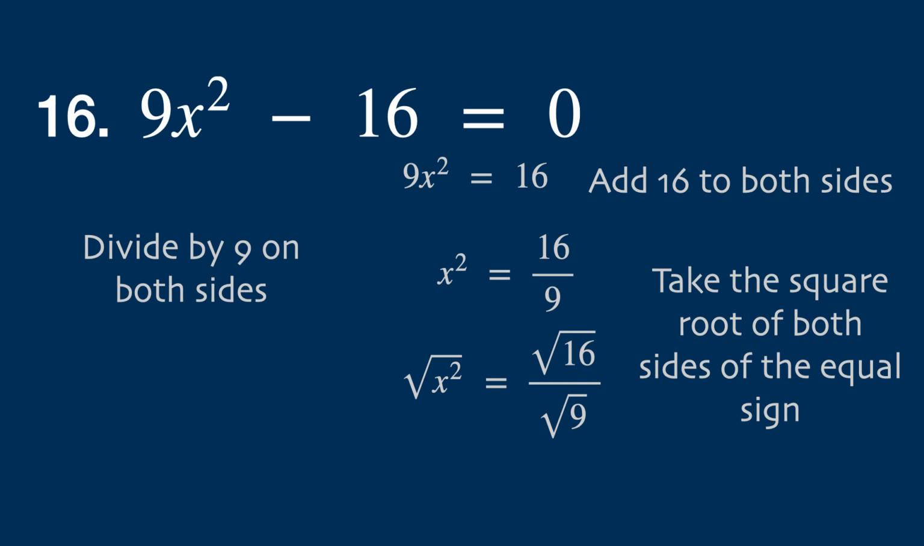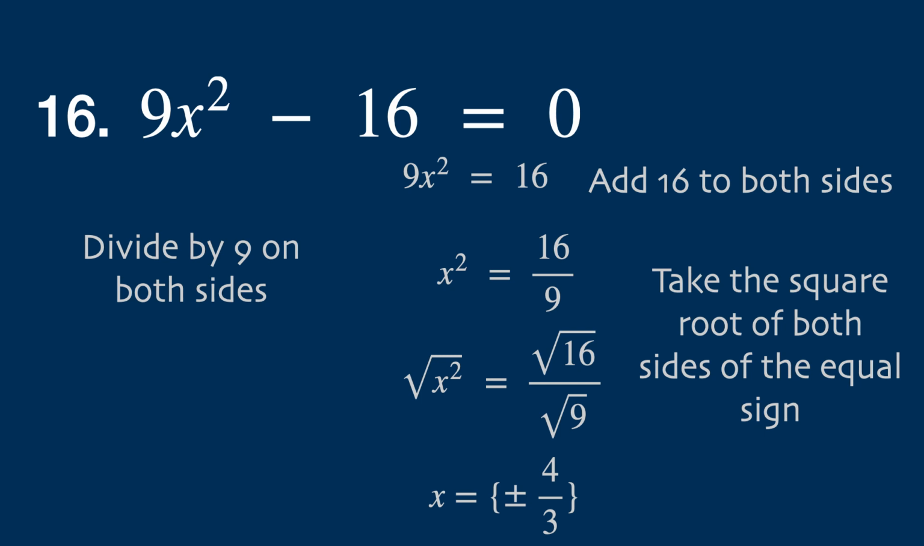All right, so now I'm going to take the square root of x squared, and that's x, and the square root of 16, and that's 4, but it's positive negative 4, and the square root of 9 is 3. So my answer for this one is positive negative 4/3.